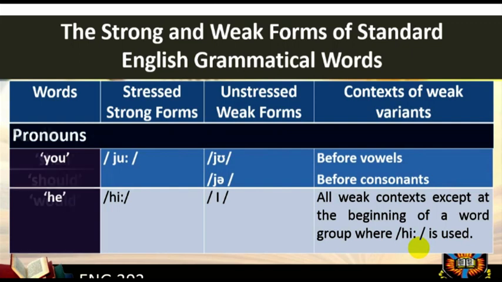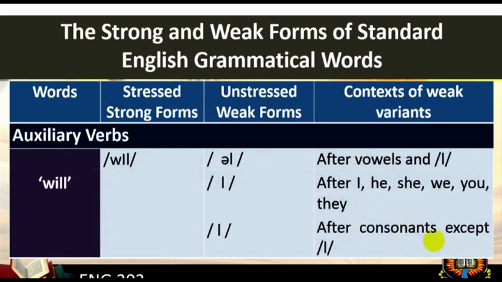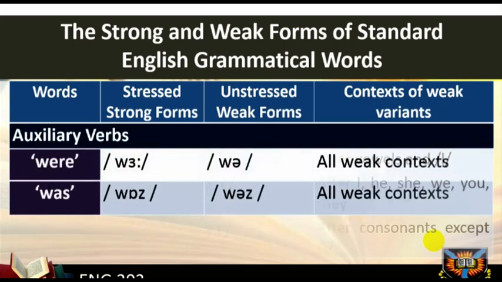Shall, all weak contexts. Should, all weak contexts. Would, after I, he, she, we, you, they, every other weak context. Will, after vowels and I. After I, he, she, we, you, they, after consonant except. Must, all weak contexts. Have, before consonant, before vowels.